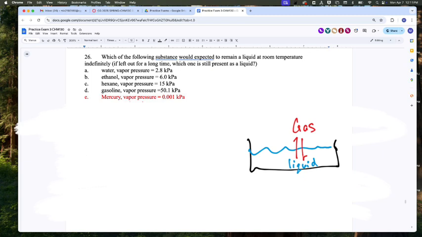So if we're looking at this, we want the liquid to remain a liquid for as long as possible. That means no gas. Shouldn't have put the no there. I want no gas or I want minimal gas.